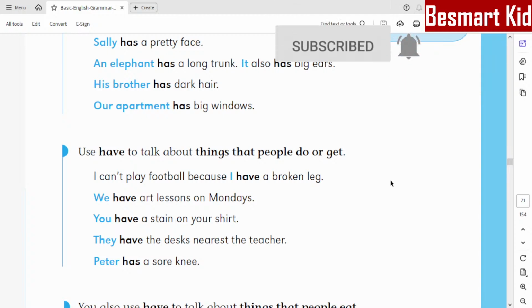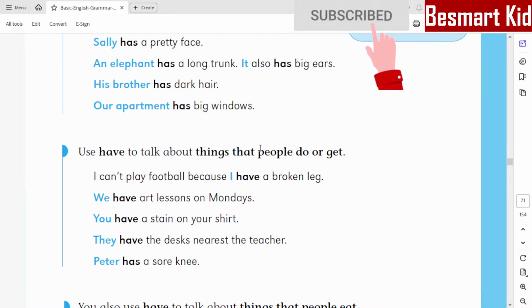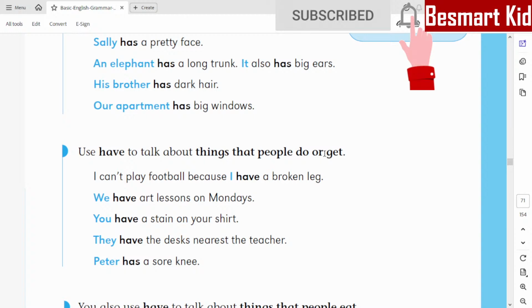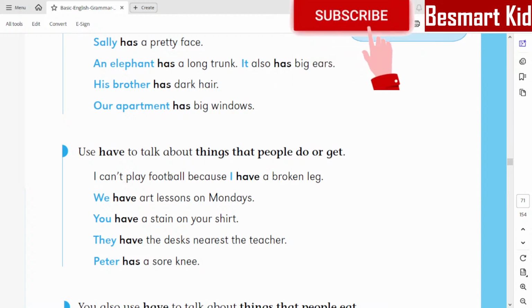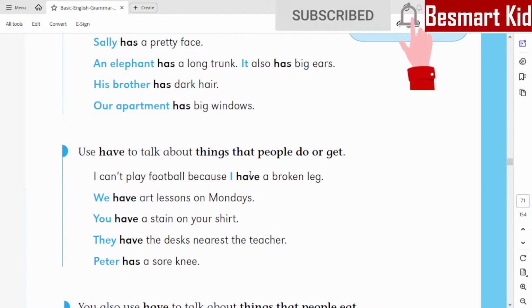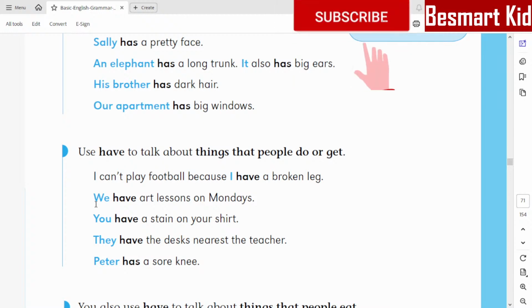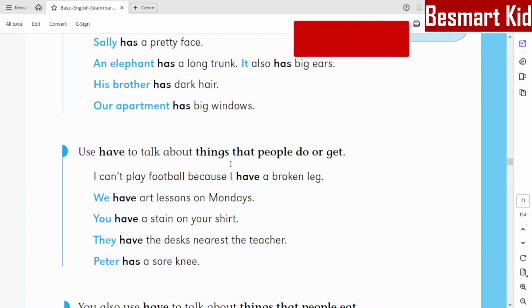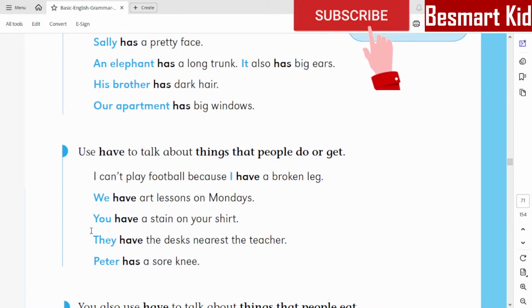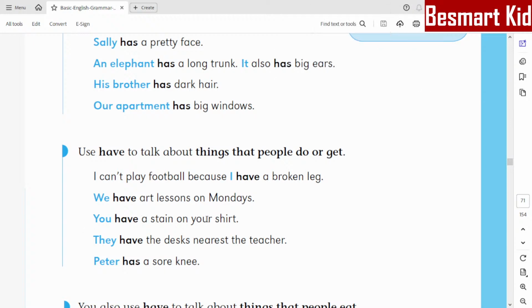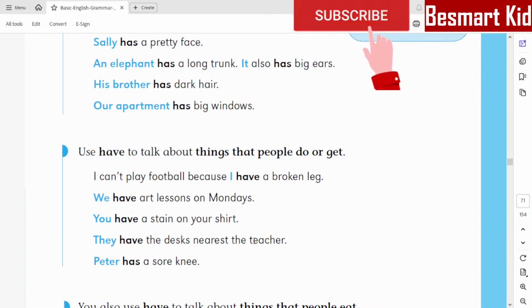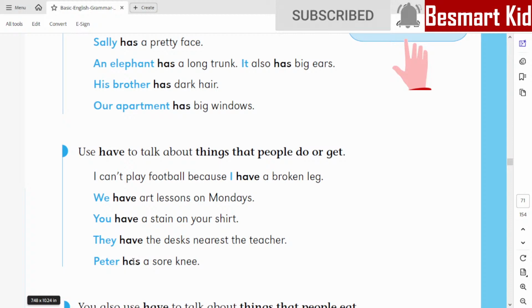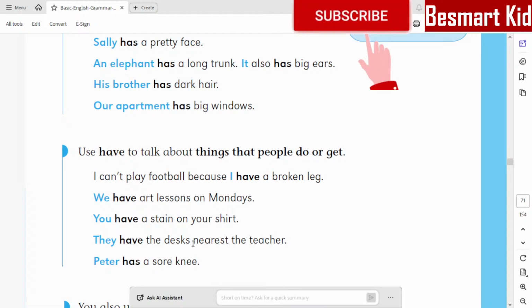Use have to talk about things that people do or get. I can't play football because I have a broken leg. We have art lessons on Mondays. You have a stain on your shirt. They have the desks nearest the teacher. Peter has a sore knee.